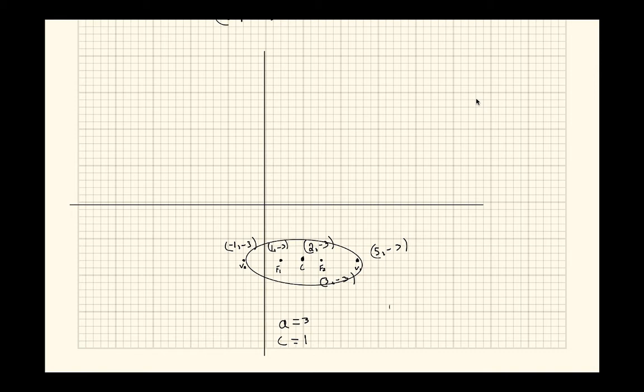So we have b squared equals a squared, which was 3 squared, minus 1 squared, which is just 1. So b squared equals 9 minus 1, which gives me an 8.